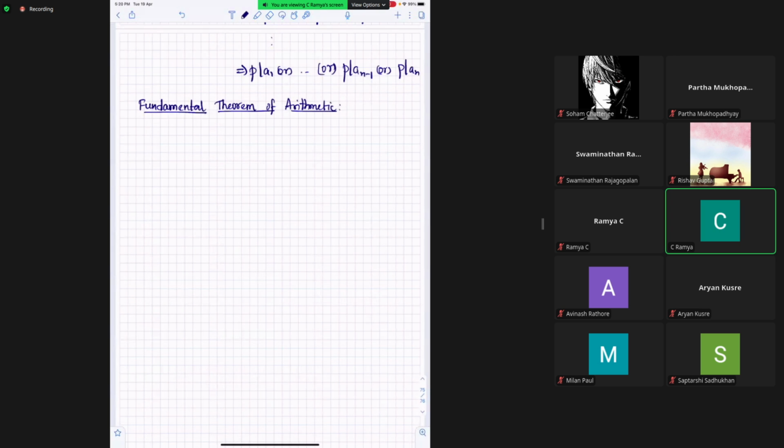Okay, so here is the statement. Every integer can be expressed uniquely as a product of primes, and by uniquely we mean up to order. So 2 into 3 and 3 into 2 are the same.